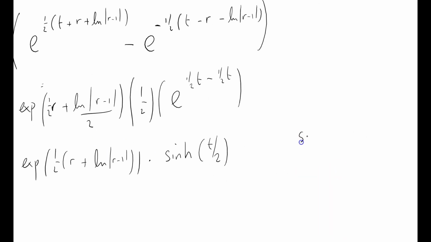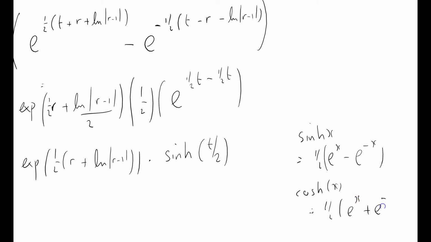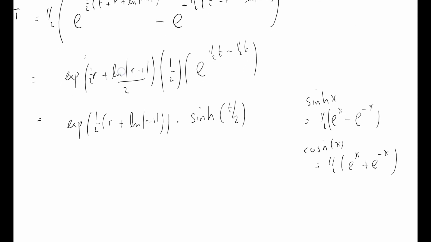You'll recall that sinh x equals a half e to the x minus e to the minus x, and there's another one called cosh of x, which equals a half of e to the x plus e to the minus x. These are called hyperbolic sine and hyperbolic cosine because they bear the same relationship to a hyperbola as the regular trig ratios do to a circle.